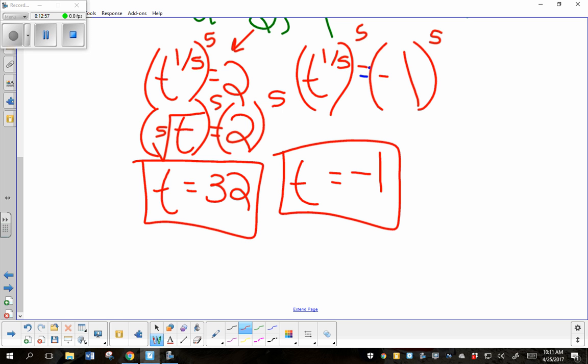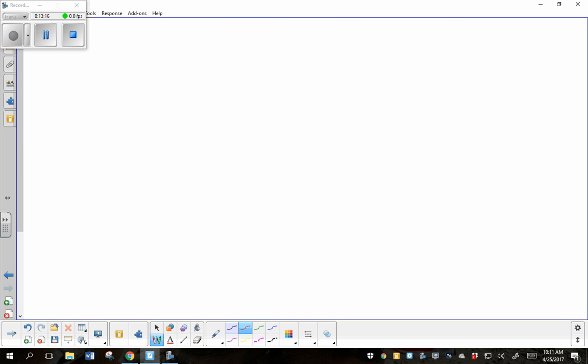So here's my two answers. t equals -1 and 32. I'll tell you right now, they both work. You don't have to check, but I would if I were you. Might as well on your test, because then you can almost guarantee 100% if you checked them. Yeah, if you have time, go through and check all of them.